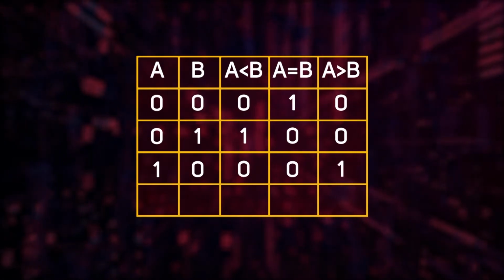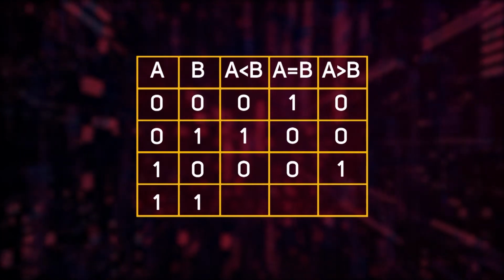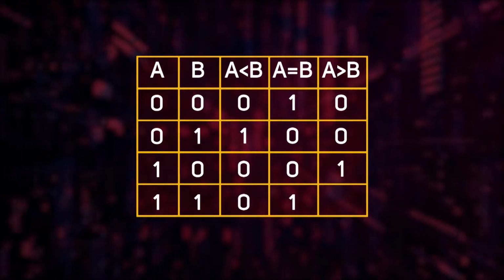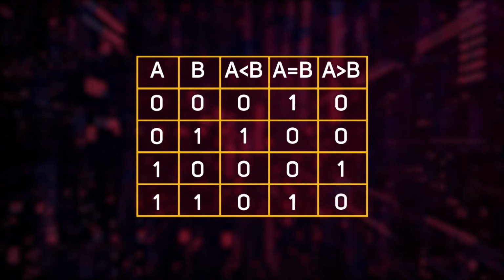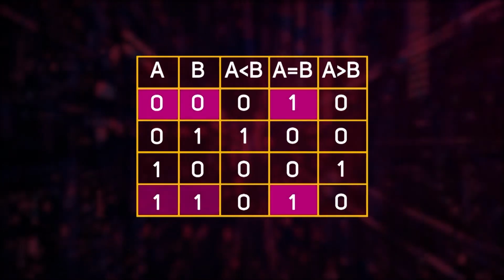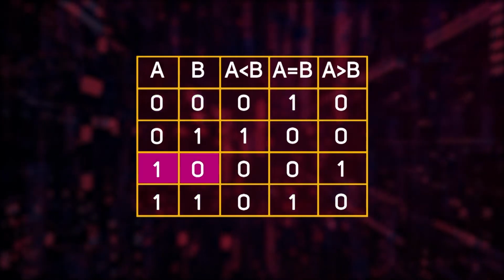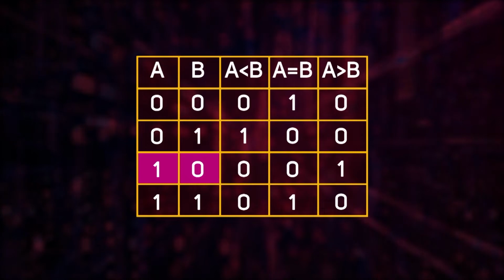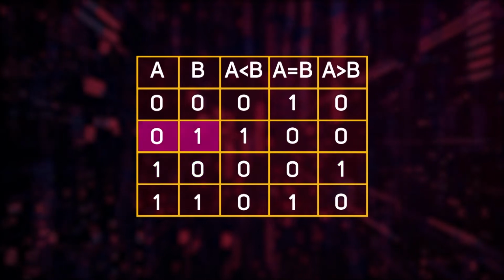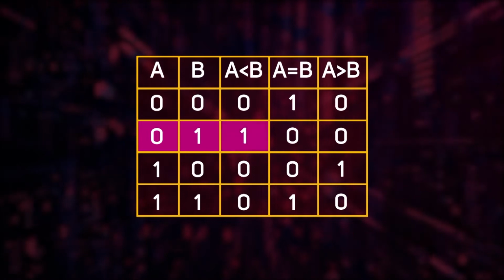And when A equal to 1 and B equal to 1, the output A less than B takes the value 0, A equal to B gets 1 and A greater than B gets 0. So, here A equal to B produces output 1 when A and B are equal, 0 in all other cases. When A equal to 1 and B equal to 0, the A greater than B output produces output 1. When A equal to 0 and B equal to 1, the A less than B output produces output 1.